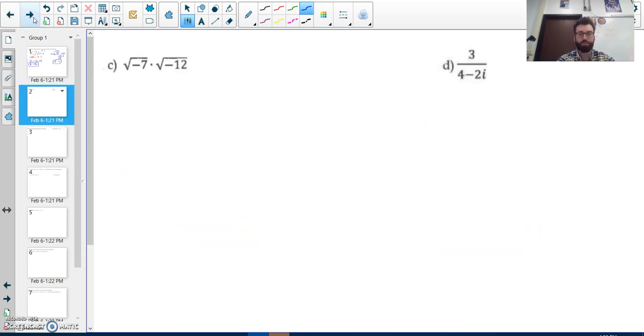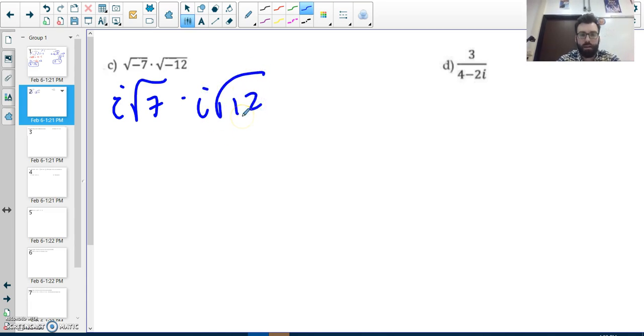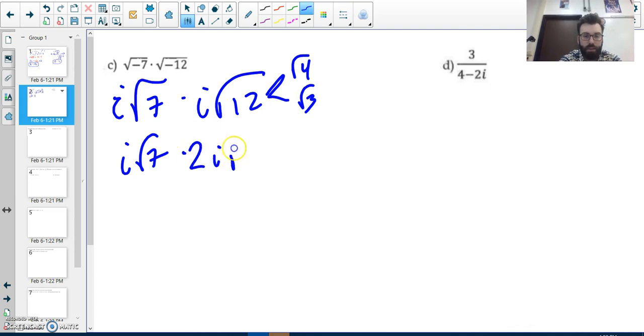Okay, let's keep cruising. All right, I have negative square root of 7 times negative square root of 12. Well, the first thing I want to do when I see a negative number underneath my square root is pull out the i. Once I pull out the i, I'm going to make this i root 7 times, I know this is square root of 4 times square root of 3, so 2i root 3. Square root of 4 is 2. Now I can multiply these two.